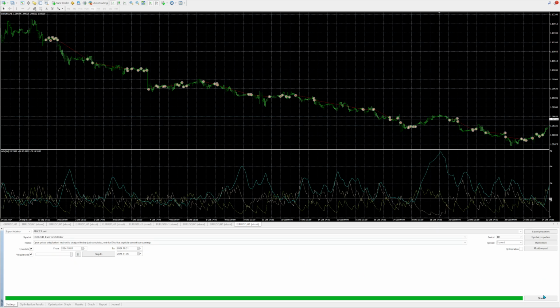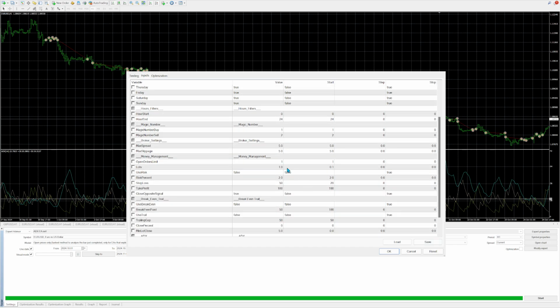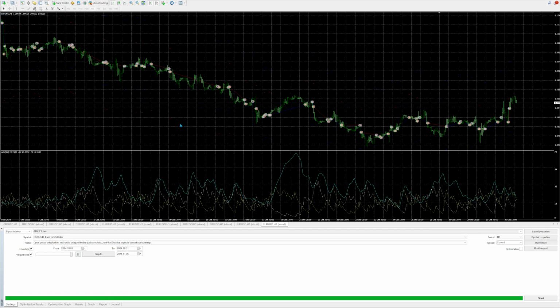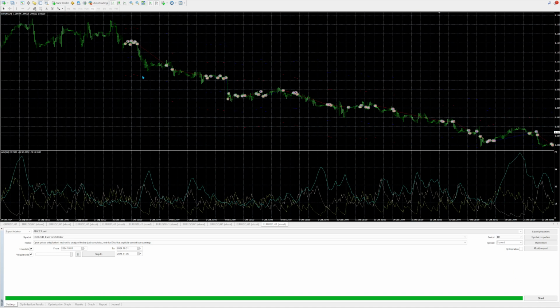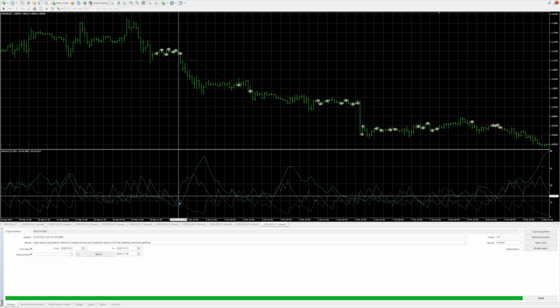I'm going to run the visual test now. Let me just double check. We've got use trading set to true. One standard lot, not using a break even or trailing stop. We'll close on opposite signal. Stop loss 50, take profit 100. So we'll run that.